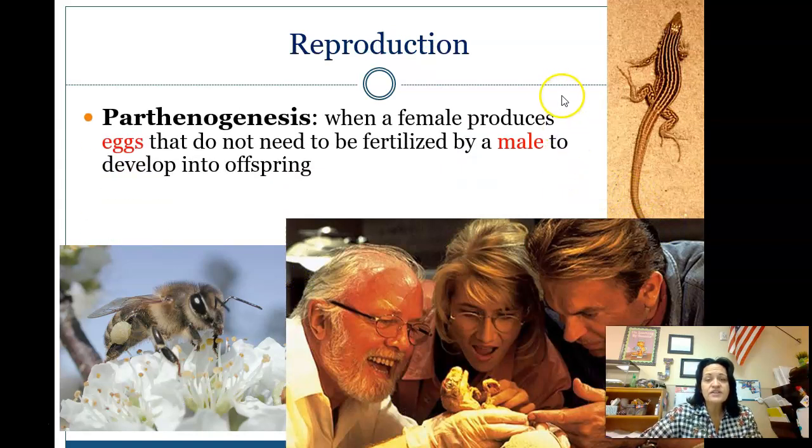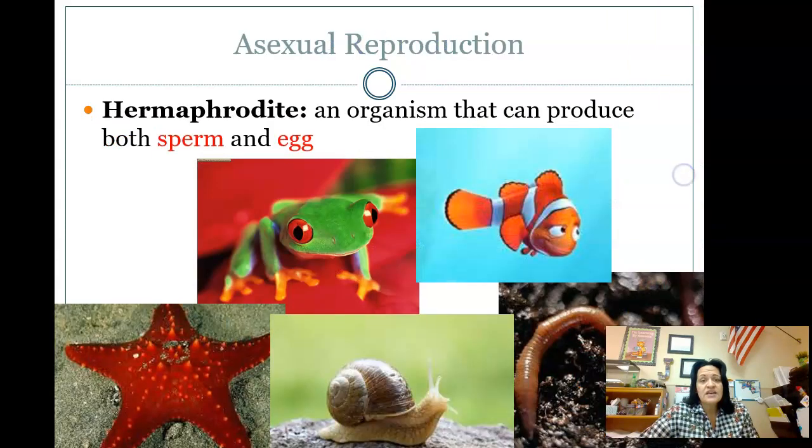Reproduction also includes parthenogenesis. This is when a female produces eggs that do not need to be fertilized by a male to develop into offspring. So it's pretty amazing how there are some species that consist of all females. And it's called parthenogenesis when a female produces those eggs.